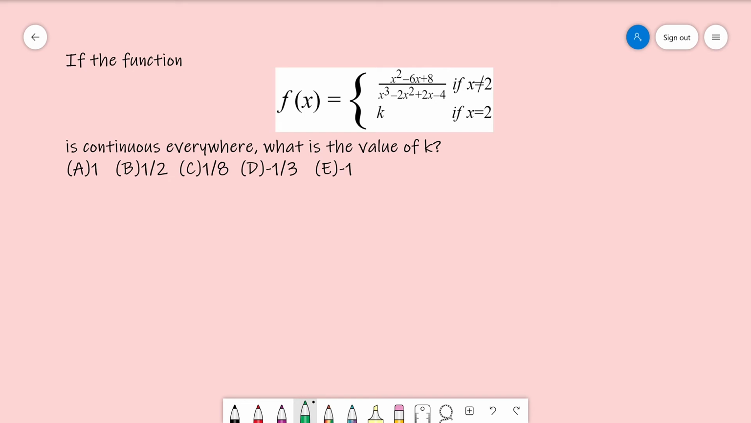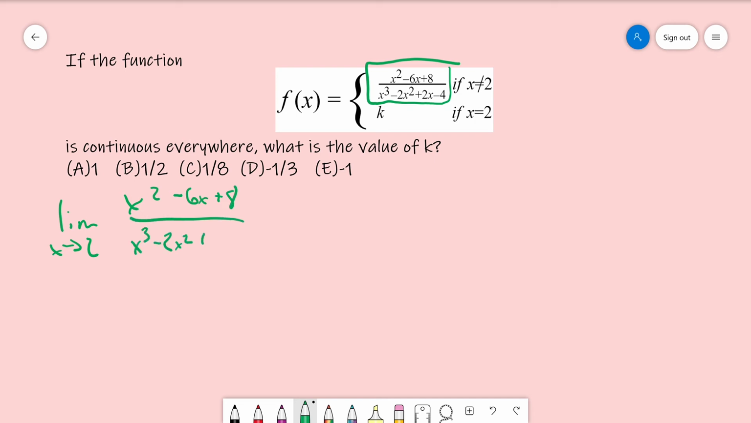Well, remember that continuous everywhere means that the limit equals the value of the function at every value of x. So what they're actually asking you here is to find the limit as x approaches 2. Let's write that out. Limit as x approaches 2 of this expression: x squared minus 6x plus 8 over x cubed minus 2x squared plus 2x minus 4.